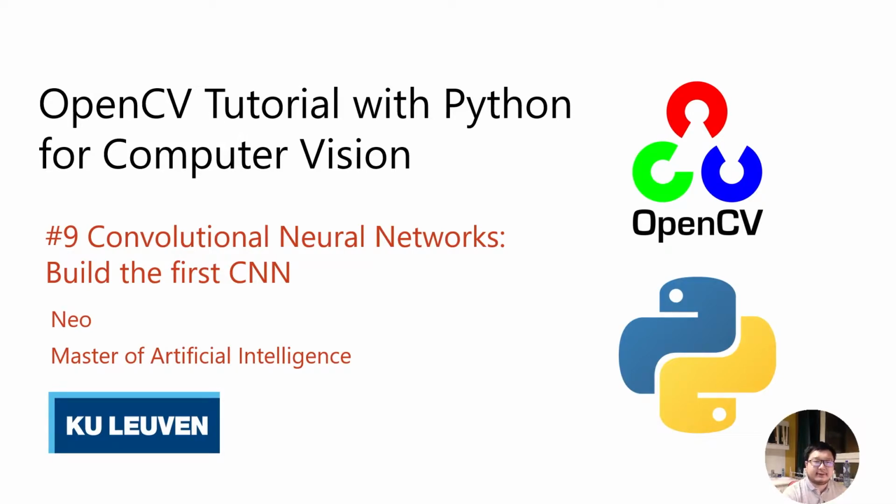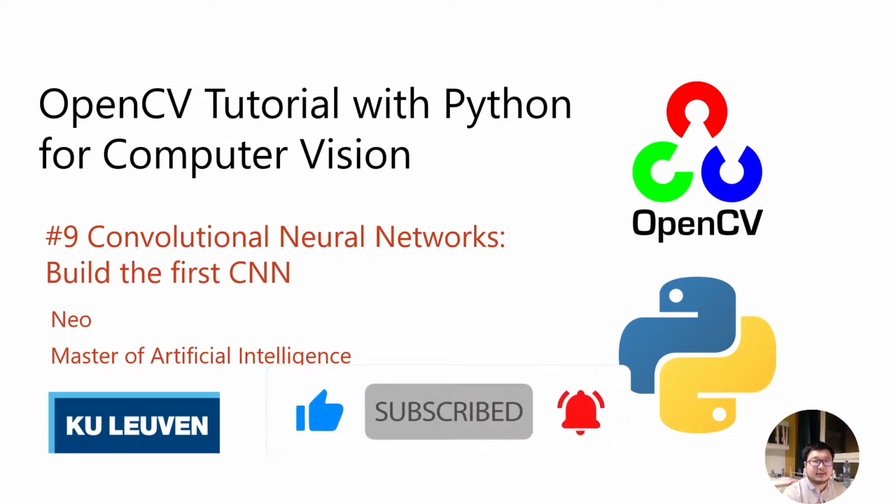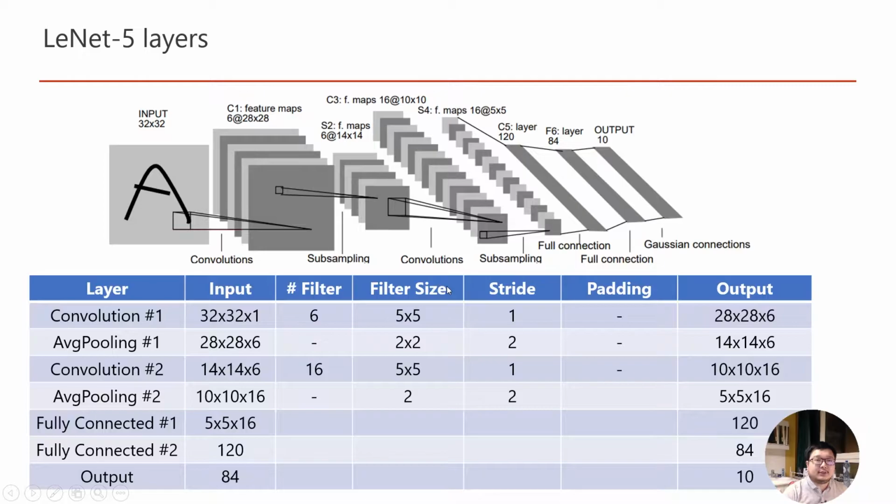In the previous video, we talked about the theory of convolutional neural networks. In this video, we're going to show you how to implement the first CNN architecture, which is LeNet-5. The table shows the details of each layer of this architecture, and we're going to use the parameters in this table to design our network. So without further ado, let's get started.